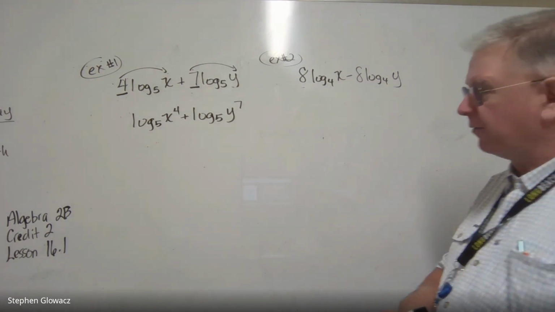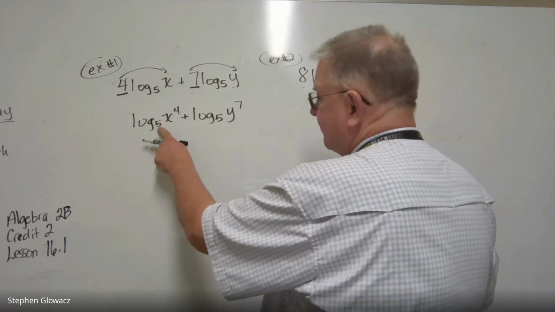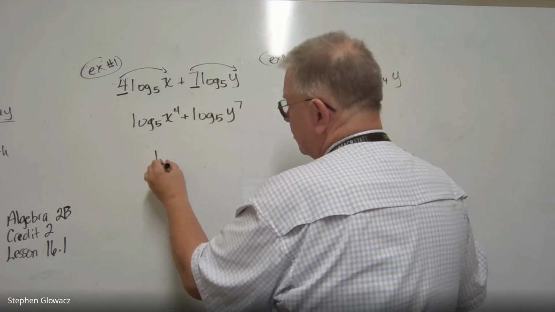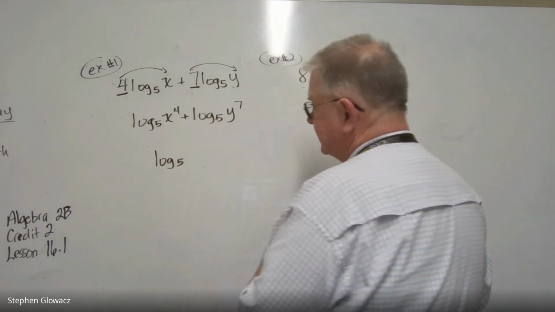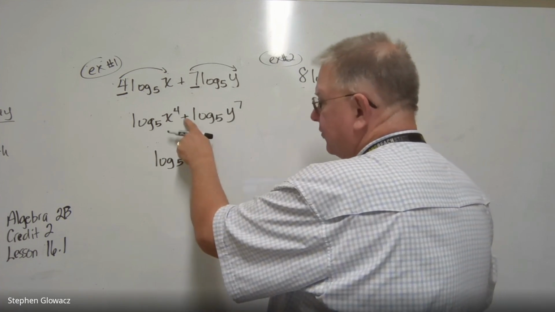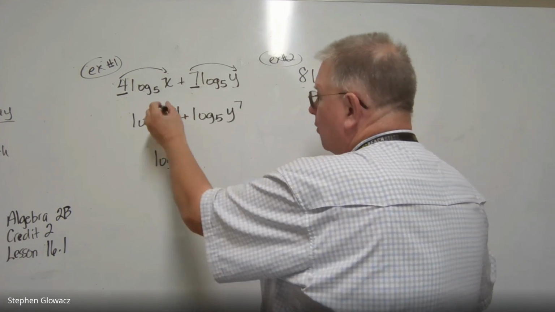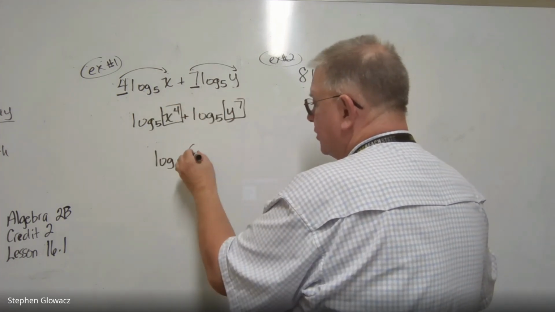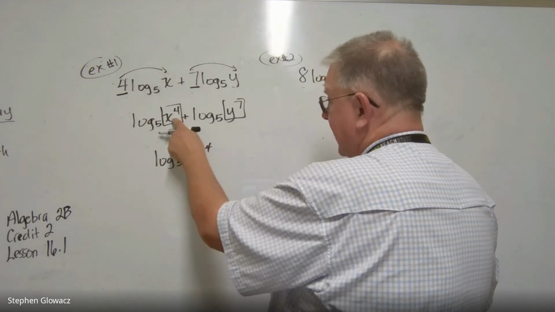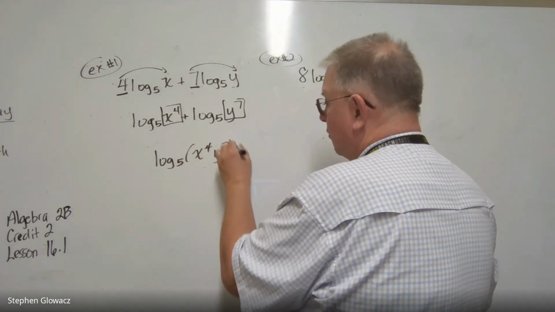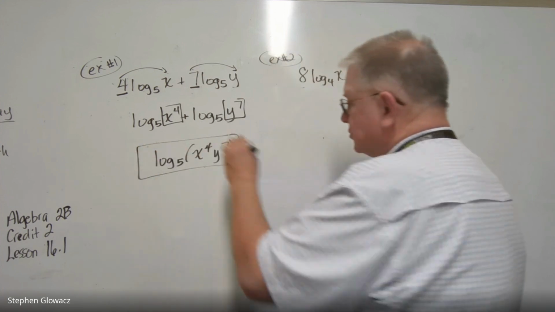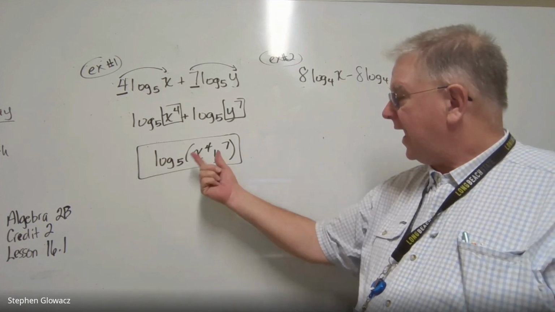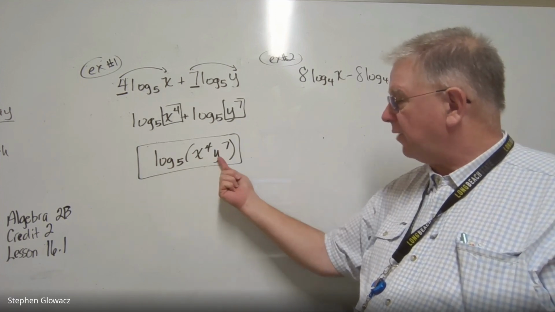and our second and final step is to write it as a single logarithm. And we can only do that if the bases are the same, which they are. They're both base 5 logs. Now, when the logarithms are being added, we can bring them together as a single logarithm using multiplication. So we have x to the 4th times y to the 7th. So our final answer is log base 5 of x to the 4th times y to the 7th.